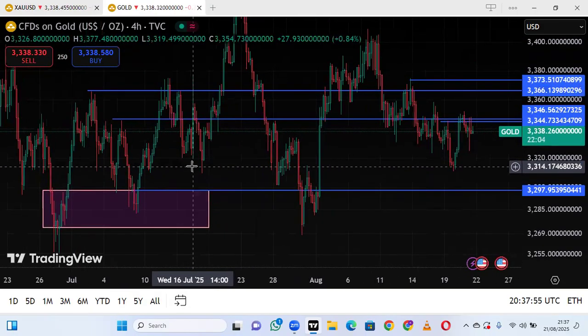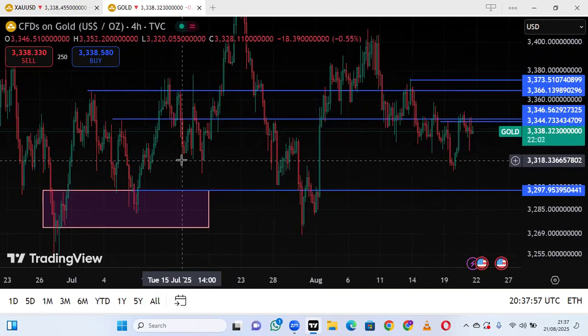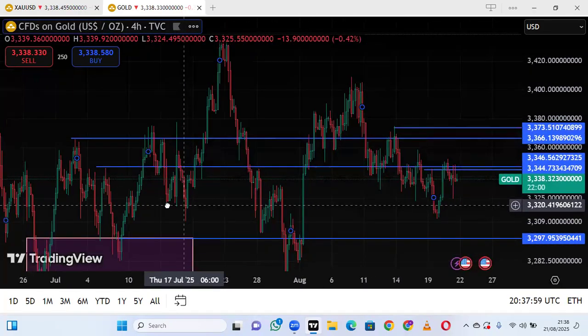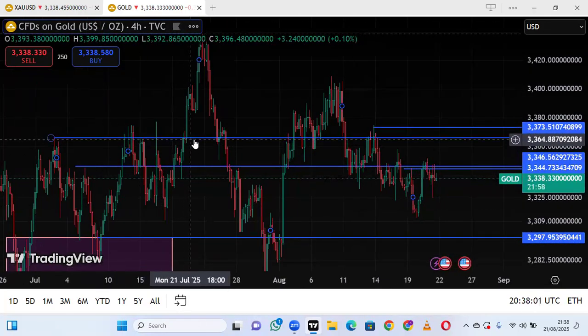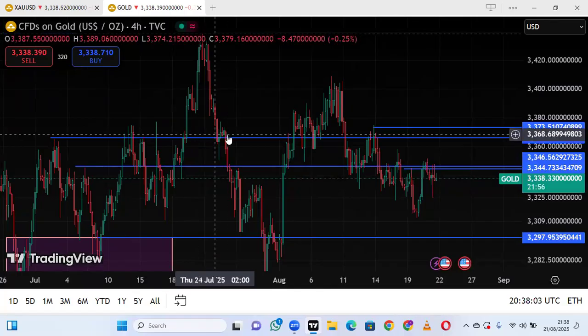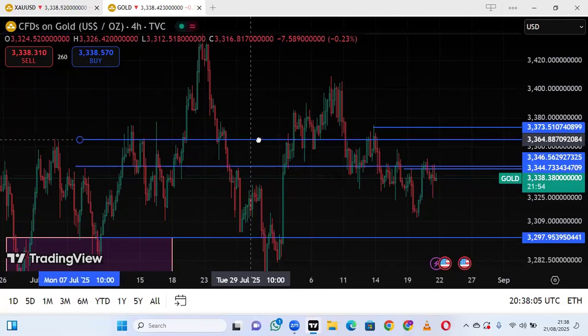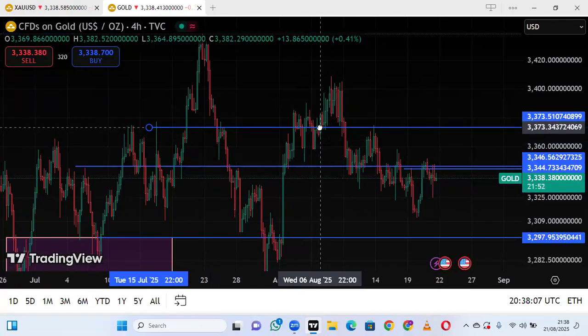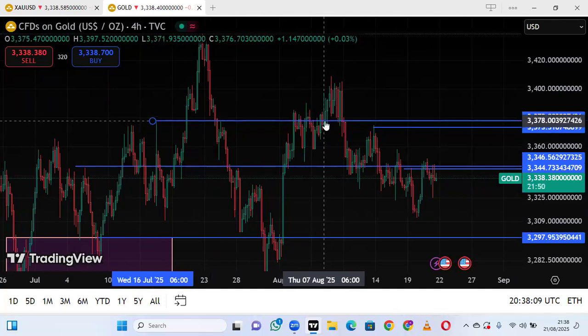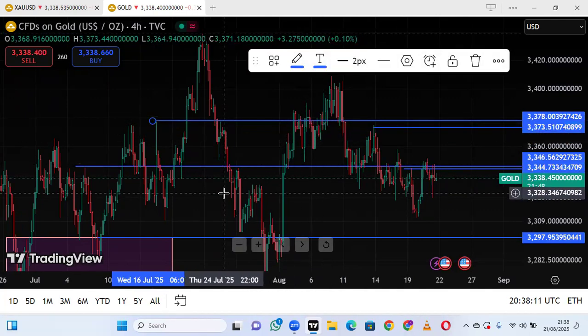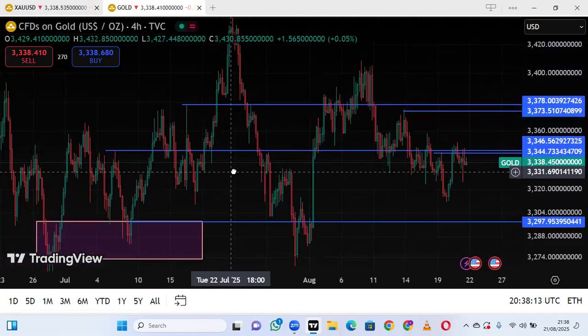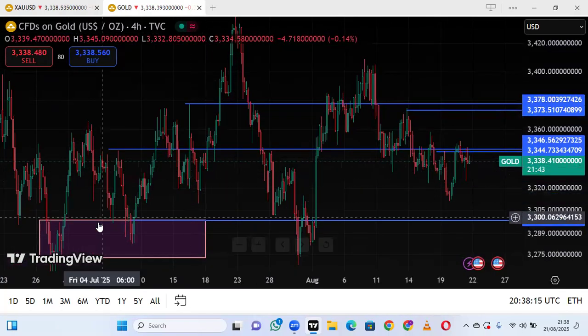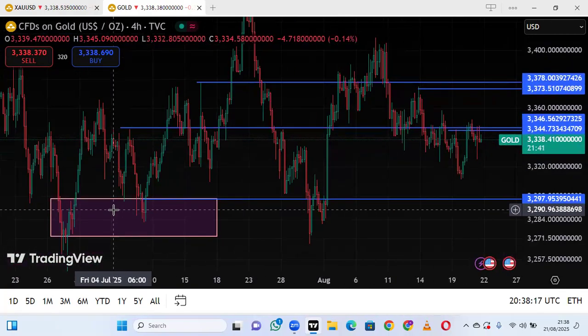So if you check very well, you will see them. You will see them everywhere in the candles. This is another one here. At this point, you can still use this. After this drop, this was another.